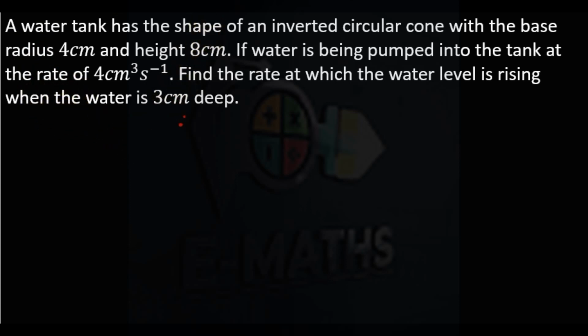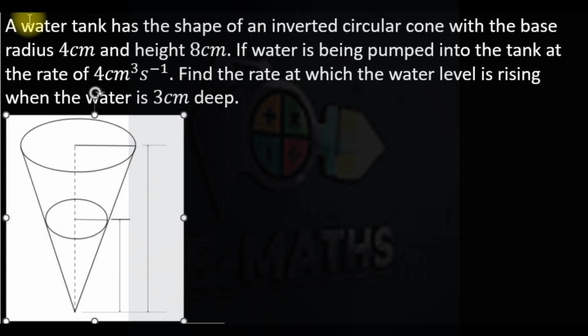Okay, the first thing I have to do is to draw a diagram. They said an inverted circular cone, so that's it, like a bucket. So that's our bucket. The radius of the bucket is 4, while the height is 8.